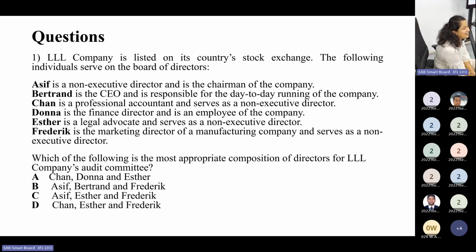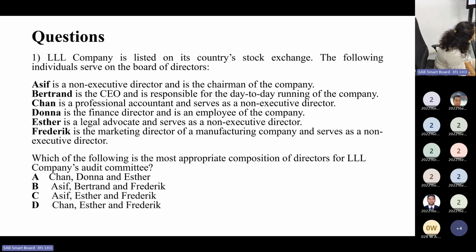The answer is D. You can't say Asif. Why? You don't appoint the chairman, because the chairman is holding a big position on the board. Normally you don't appoint the chairman to the audit committee because that also consists of a lot of big tasks. Asif is the chairman of the company, so we have to take Asif out.